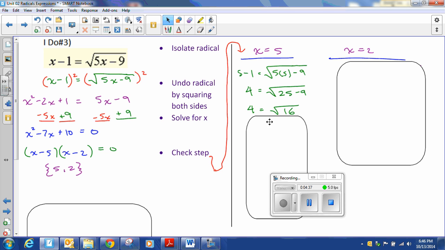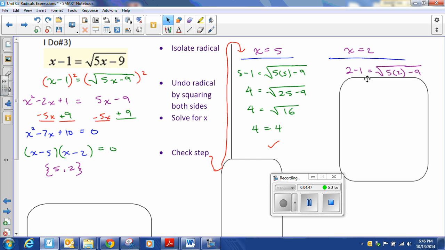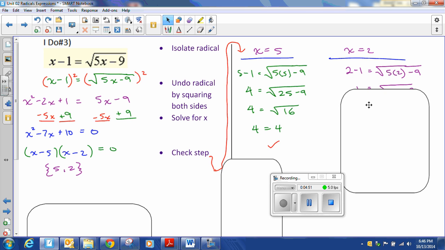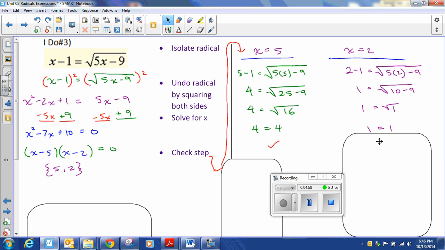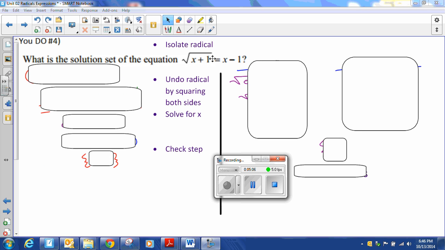And as you can see, this will work out because the square root of 16 is 4, and 4 equals 4. Give that a check mark. That works out. X equals 2. Plugging in, we have 2 minus 1, which is 1. And over here, we have 5 times 2 is 10 minus 9, which is square root of 1, which evaluates to 1, and therefore 1 equals 1. And this checks out as well. Both solutions are good.